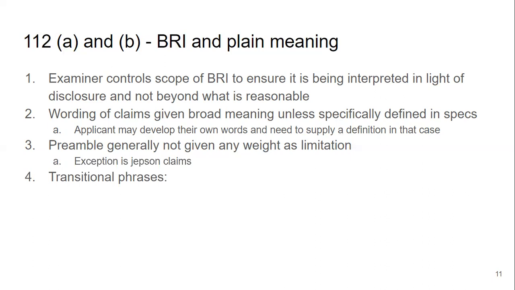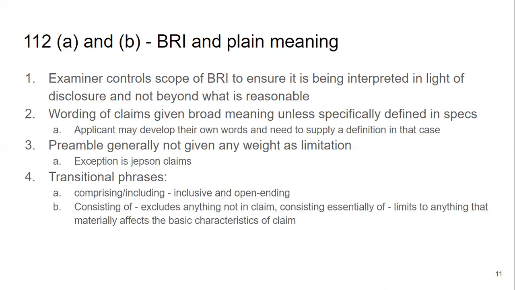Now transitional phrases, which are used in different patents, would be comprising or including, which is inclusive and open-ended. Consisting of excludes anything that's not in the claim. And then consisting essentially of, that's an important distinction, is limited to anything that materially affects the basic characteristics of a claim.